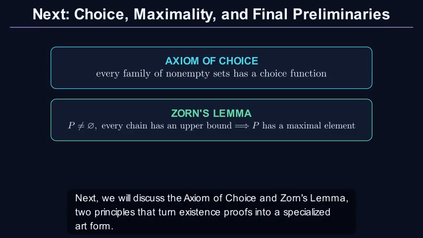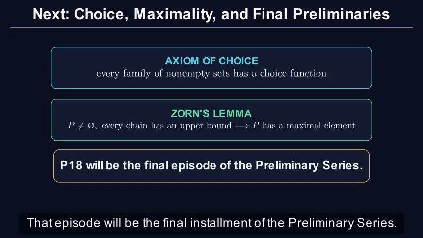Next, we will discuss the axiom of choice and Zorn's lemma, two principles that turn existence proofs into a specialized art form. That episode will be the final installment of the preliminary series.